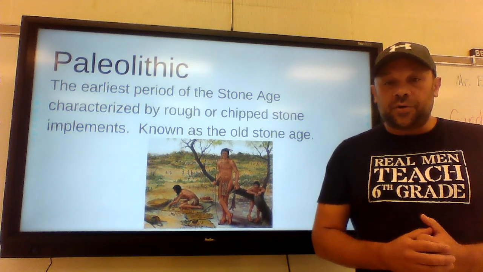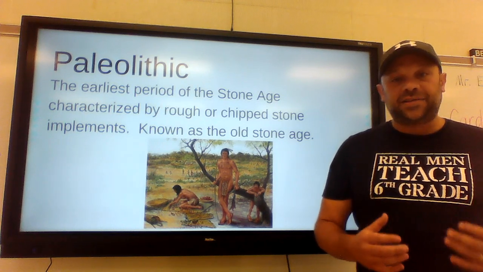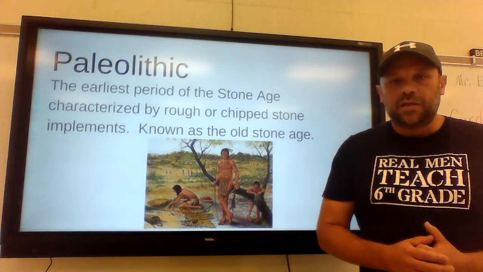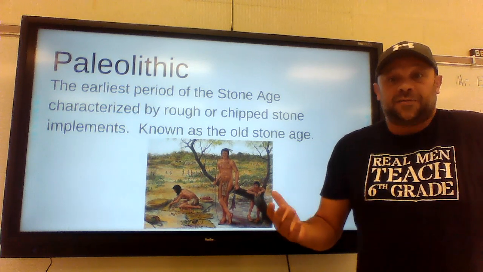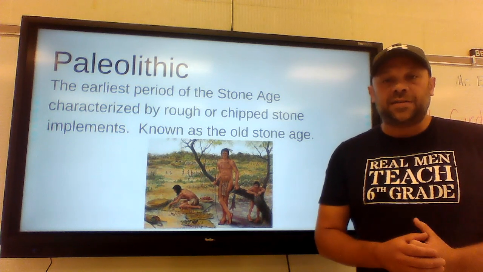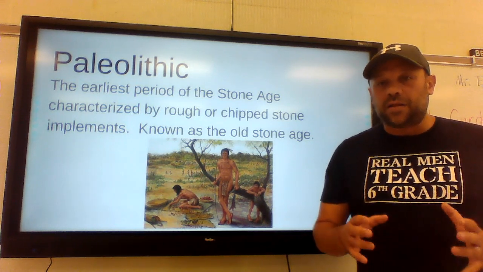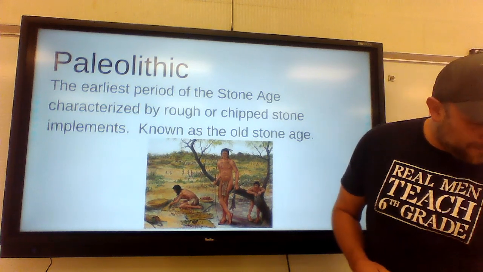Paleolithic age is also known as the Old Stone Age, and Paleolithic actually translates into old stone. The prefix paleo simply means very old, and then lith is a Greek root word which means stone. So Paleolithic literally means old stone. All right, here we go. We're going to move forward.